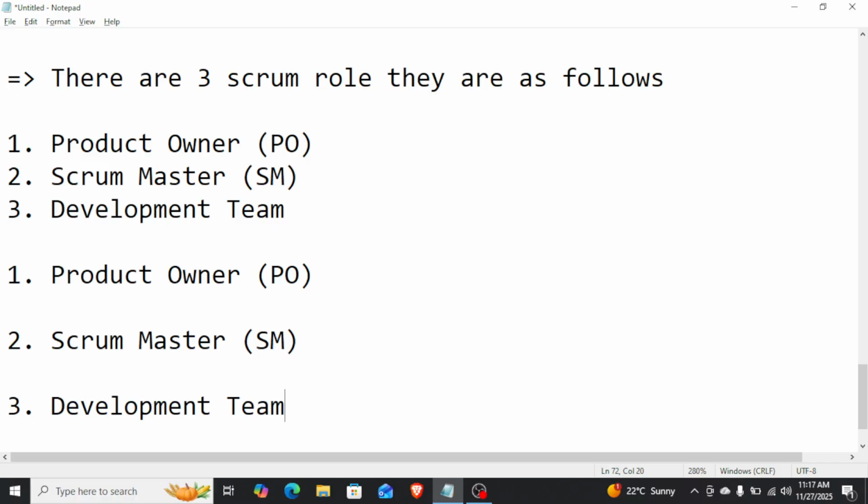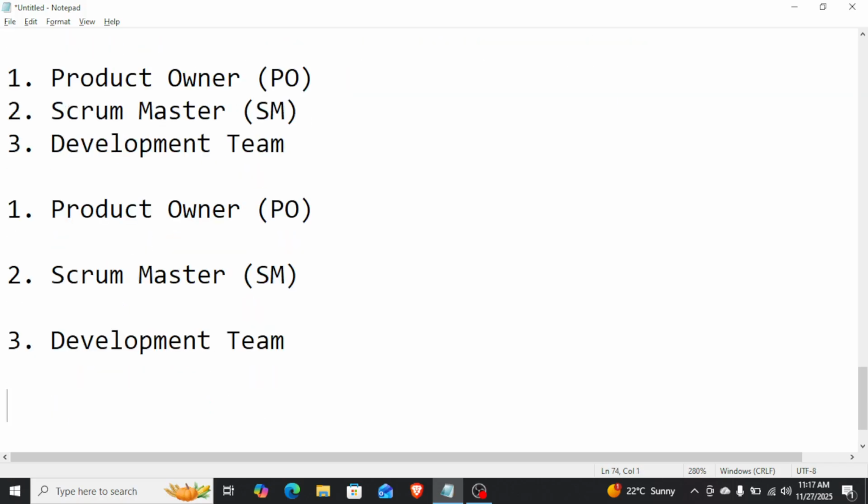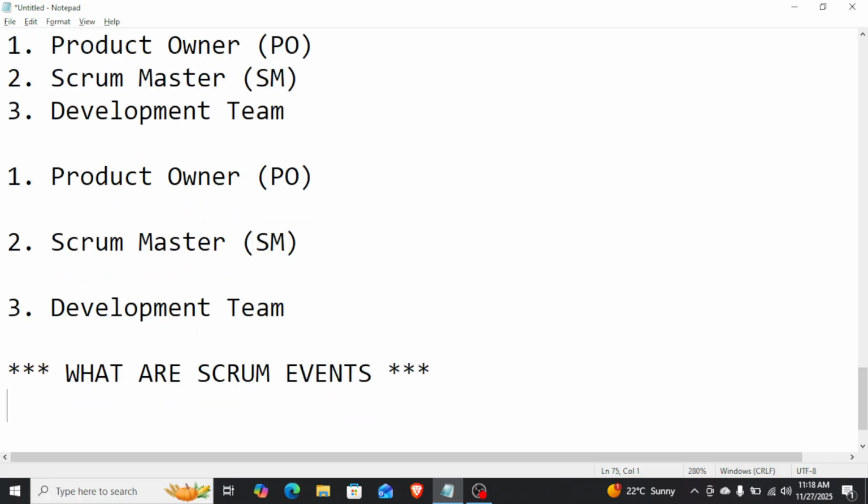Now we will see what are the Scrum events. What are Scrum events? There are five main events in Scrum.